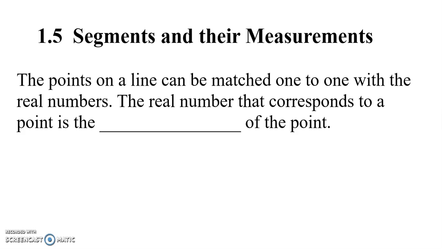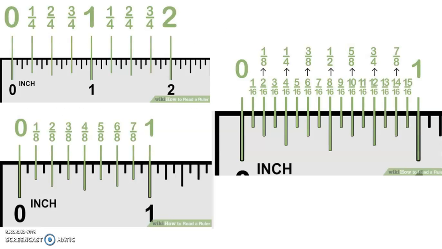Section 1.5 is segments and their measures. So first we're going to talk about how to read a ruler in centimeters, inches, and millimeters. So first let's talk about inches.